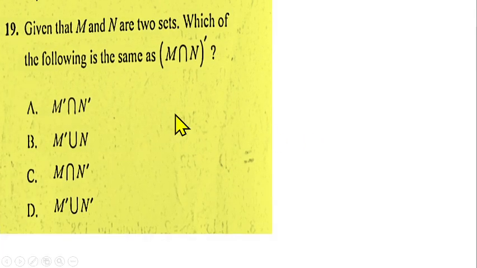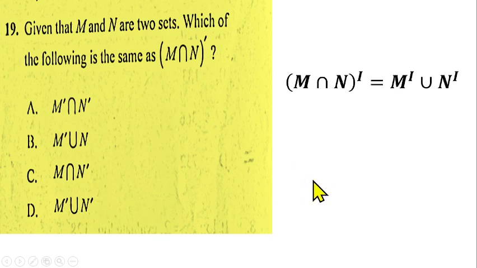Question number 19 is from set theory. Given that m and n are two sets, which of the following is the same as m intersection n complement? So if you try it out using different analogies, we discover that m intersection n complement will give us m complement union n complement, which is option D. So the way you can do it is to get a universal set, get set m, get set n, and make sure that there is an intersection between them.